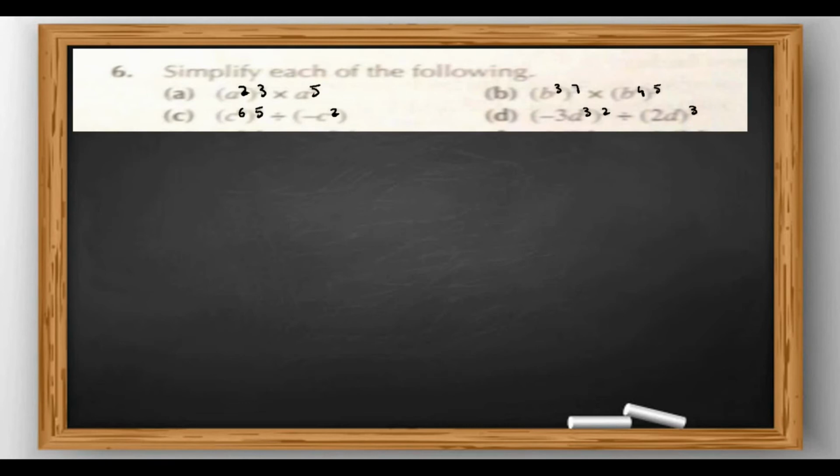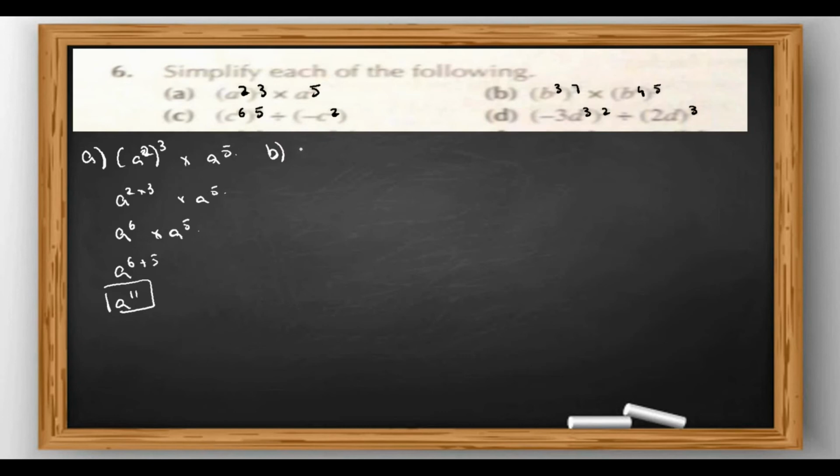Moving on to question 6. The first part is bracket a raised to power 2 bracket close raised to power 3 multiplied by a raised to power 5. So this would be a raised to power 2 multiplied by 3 multiplied by a raised to power 5. So this becomes a raised to power 6 multiplied by a raised to power 5. Now you would add the powers, a raised to power 6 plus 5, and this would be a raised to power 11 as your final answer.